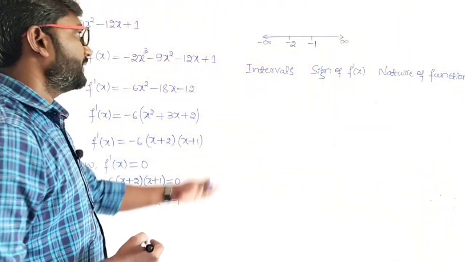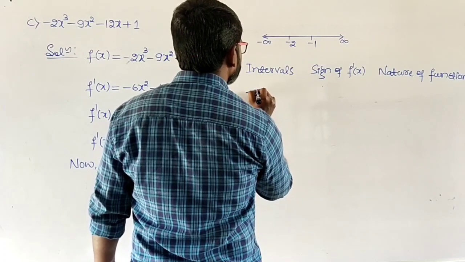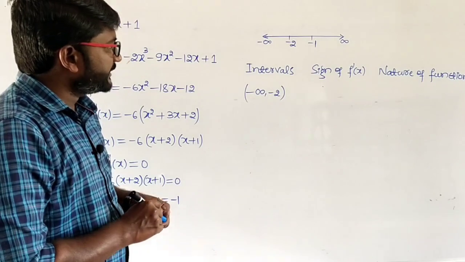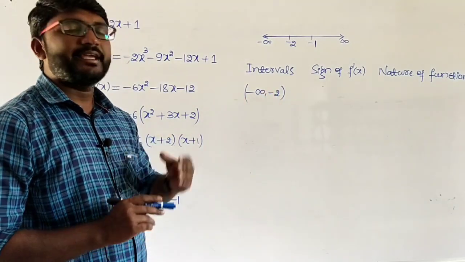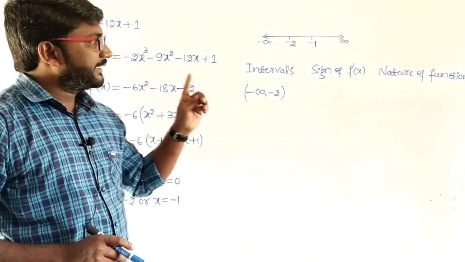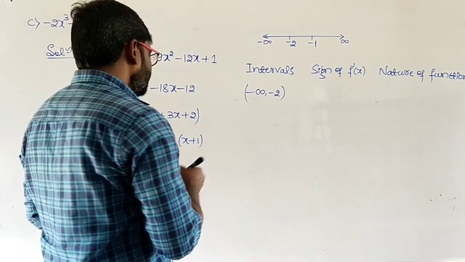So now let us take the intervals now. It is minus infinity comma minus 2. Minus infinity comma minus 2 means you have to leave the endpoints, take in between values. We can take minus 3, minus 4, minus 5, and so on. Let us take minus 3 and substitute in f dash of x.